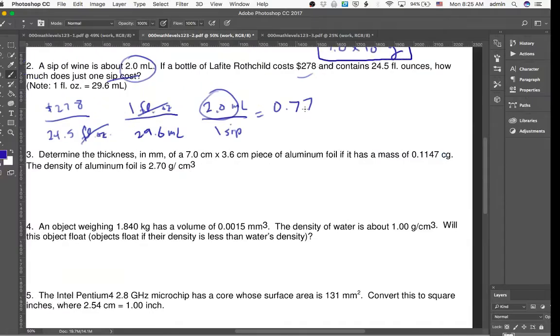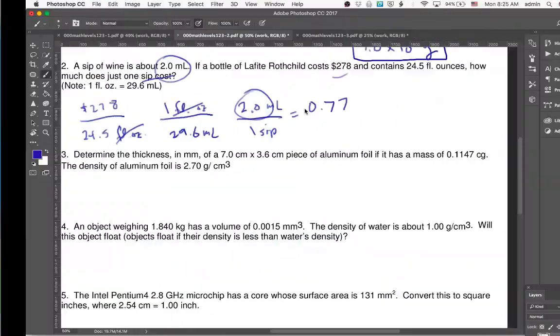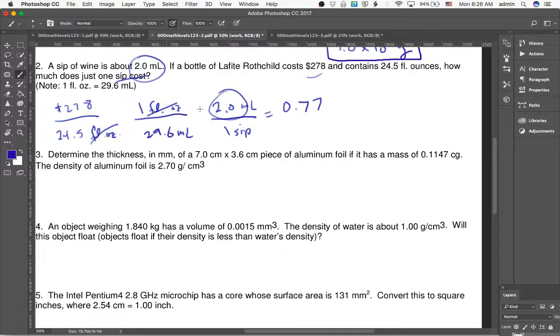0.77, what are the units? Milliliters cancel out, ounces cancel out, so it's dollars per sip. So you could just say 0.77. You don't need to have the sip there because sip is not a real unit. But just to help you to understand the work, I include it right there.